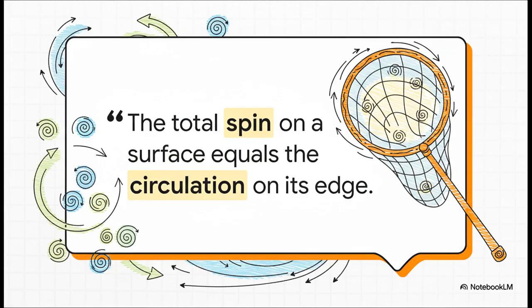It says that the total flow around the edge of any surface is equal to the total amount of spin, or curl, happening on the surface itself. Think of a butterfly net in the wind. The total circulation of air around the rim of the net is determined by all the little swirls happening across the surface of the net. The edge is a summary of the inside.